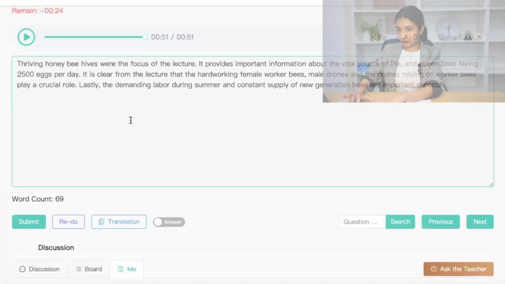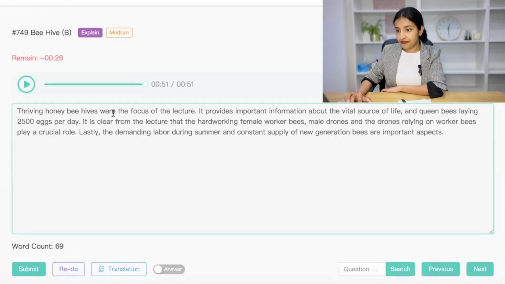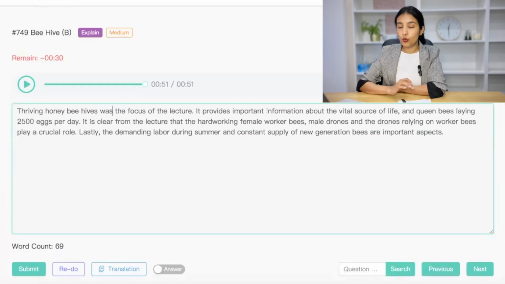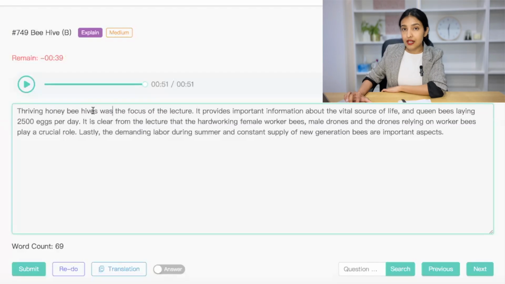Now let me show you a few major or common mistakes that students make here. So I'll copy my answer and I'll make some mistakes and let's see how the score comes out. Thriving honeybee hives were the focus of the lecture. According to the template, I have written was, but I changed it to were because thriving honeybee hives is plural. So I'm supposed to use were here and not was. But let's say you keep it as was. Let's see if I lose a point for grammar.